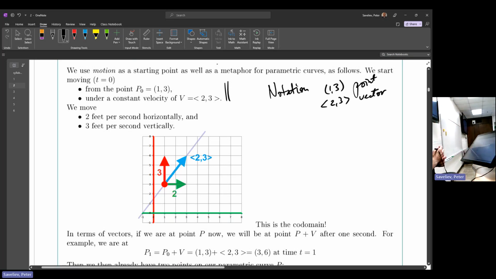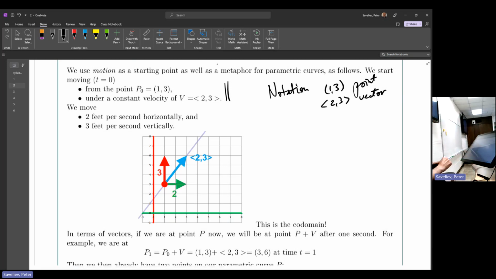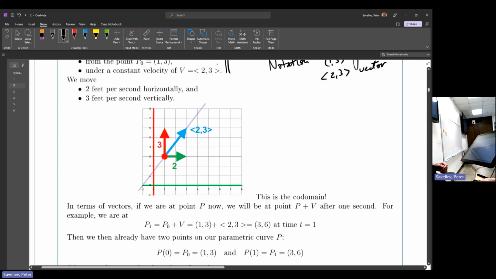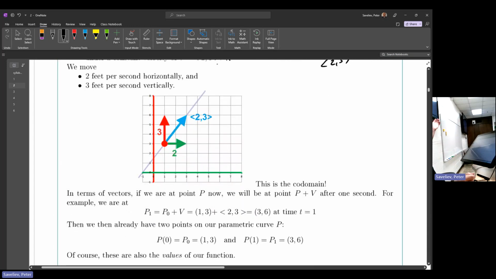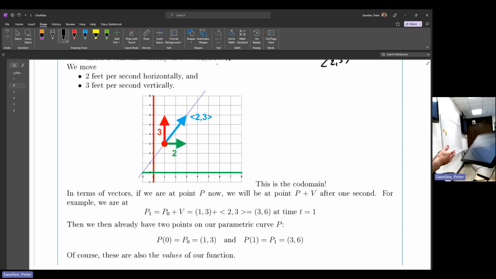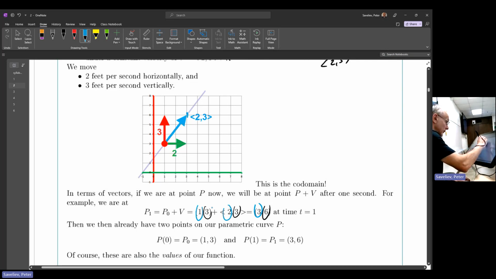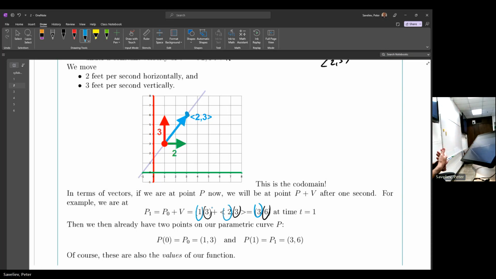It's not really required, but I just prefer to distinguish the two, so there will be no confusion. So if I'm at 1, 3 and I progress by 2, 3, I end up literally adding them component-wise. 1 plus 2 is 3, and 3 plus 3 is 6. So I progress to the next location right here. The next location is 3, 6 after 1 second, and that's P1, the next point.